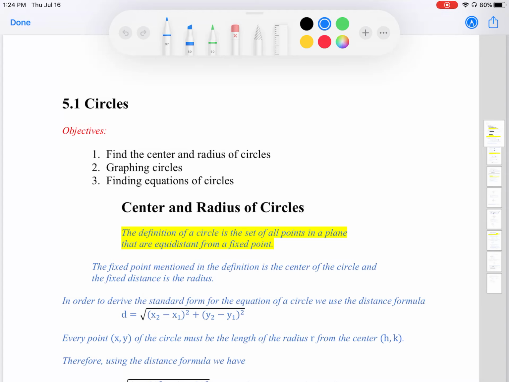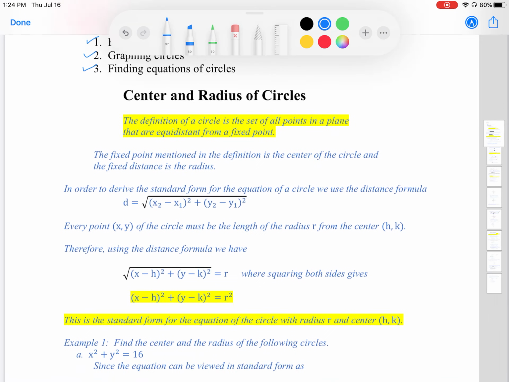Hello, let's continue with a new chapter, Chapter 5 and Section 5.1 on circles. Our objectives will be to: 1. Find the center and radius of a circle, 2. Graph circles, and 3. Find equations of circles. Center and radius of circles.